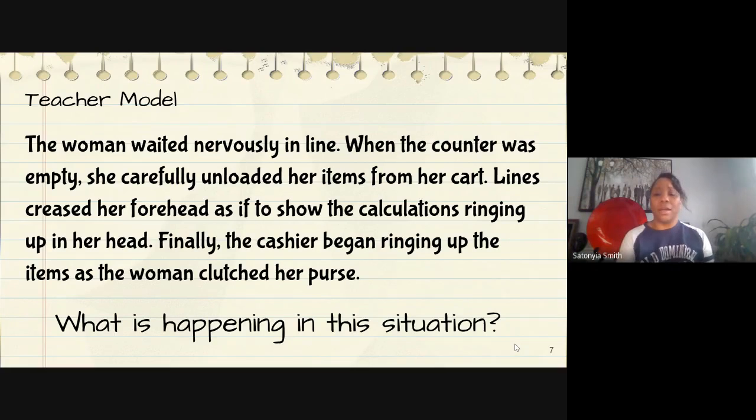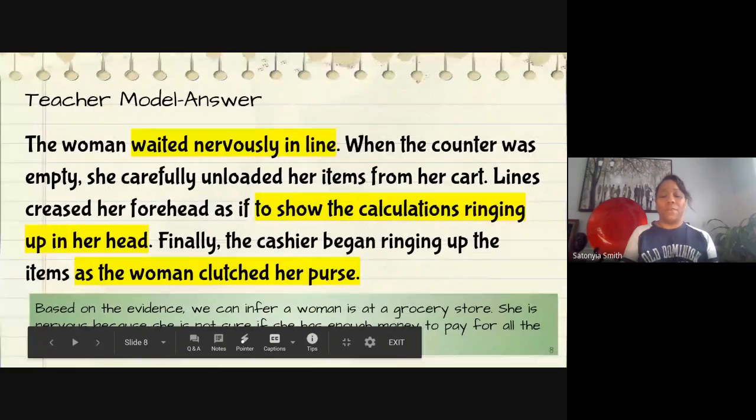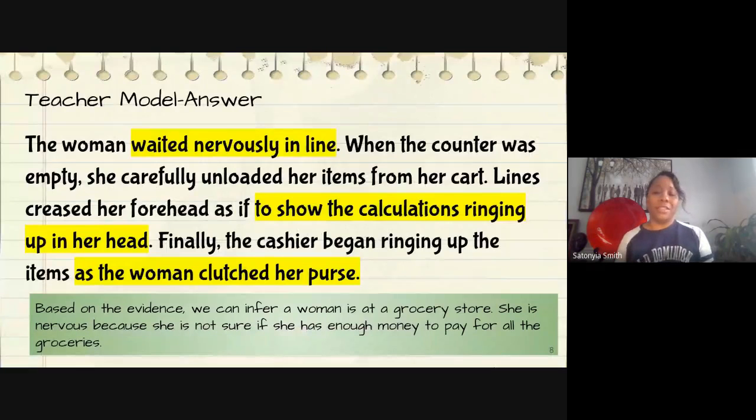Lines creased on her forehead as if to show the calculations. So the lines are creasing on her forehead as her items are being rung up. And also, she clutched her purse. So all of those things indicate to me, and let me go ahead and show you where those things are highlighted. So based on the evidence, like I said, we can infer that she's at a grocery store. She's nervous because she's not sure if she has enough money to pay for all of her groceries. So the author didn't come out and tell me that. I had to use clues from the text. I had to infer based on the information that was provided.